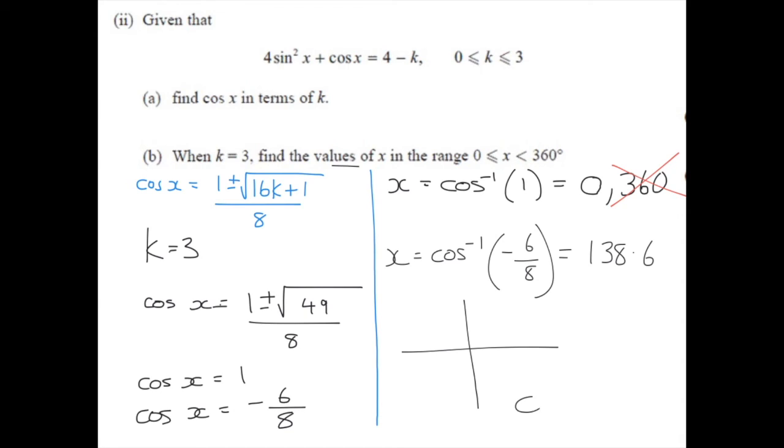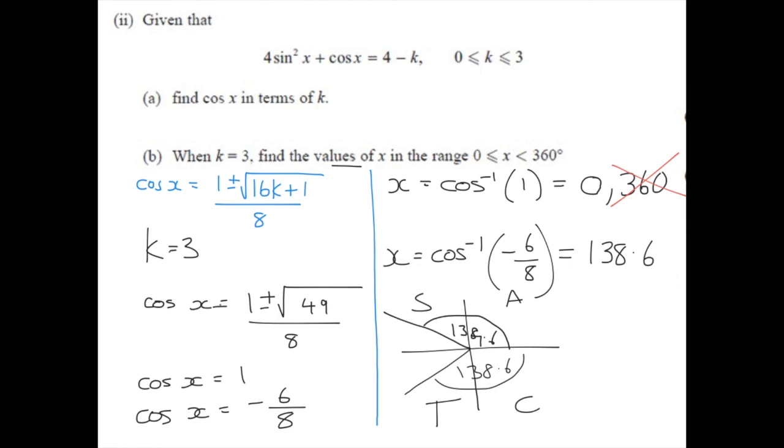So just drawing the CAST diagram, let's see A S T C in that order. I'm now going to draw the angle for 138.6 degrees, which, if that's 90 degrees, takes it all over there. So we're saying that that angle there is 138.6, reflecting it in this line here. We're going to get another line here, meaning that angle here is 138.6.